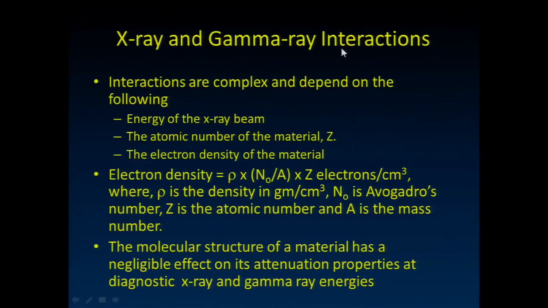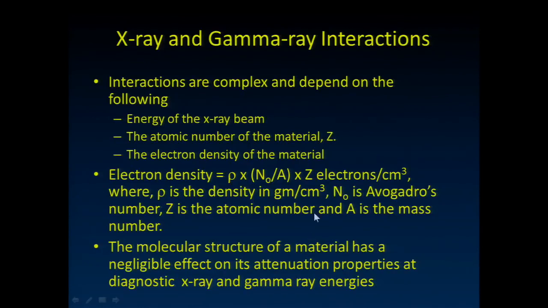So what about X-ray and gamma ray interactions? We just finished talking about particulate radiation interacting with matter. Now I want to talk about electromagnetic radiation and how it interacts with matter. And those interactions are complex. They depend on the energy of the X-ray beam, the particular material that we're talking about, its atomic number, and then also its electron density. So how many electrons are located in a cubic centimeter of that tissue?